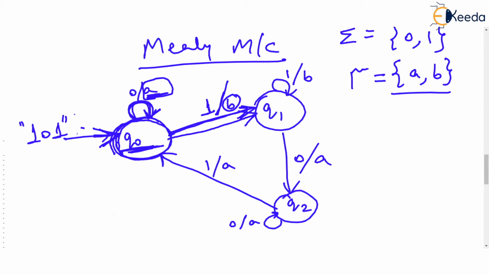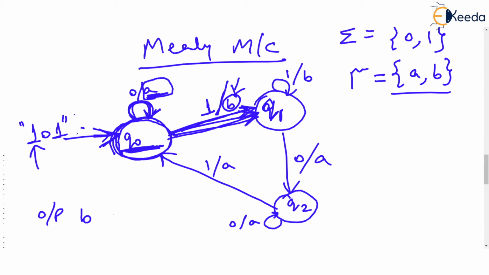But no output is produced yet in Q0. So the machine in Q0 reads 1. On reading 1, the machine will traverse to Q1, but will produce output B. Observe, 1 slash B is written. So the output produced till now is B. And the state? Yes, the state is Q1.